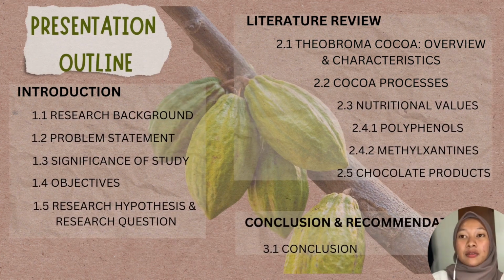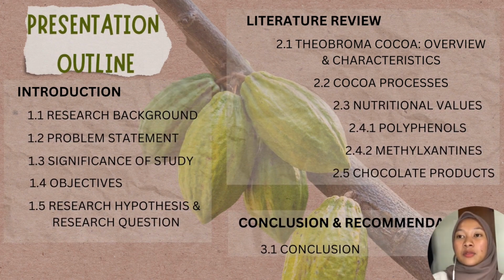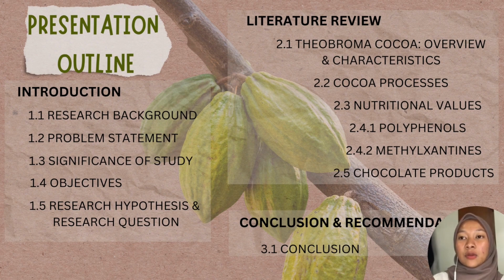So for the presentation outline, there will be Chapter 1, the introduction, that consists of research background, problem statement, significance of study, objective, and research hypothesis as well as research question, that continued with Chapter 2, the literature review, that consists of Theobroma cocoa, the overview and characteristic, cocoa processes, nutritional values, polyphenols, methylxanthines, and chocolate products, and being continued with Chapter 3, the conclusion.